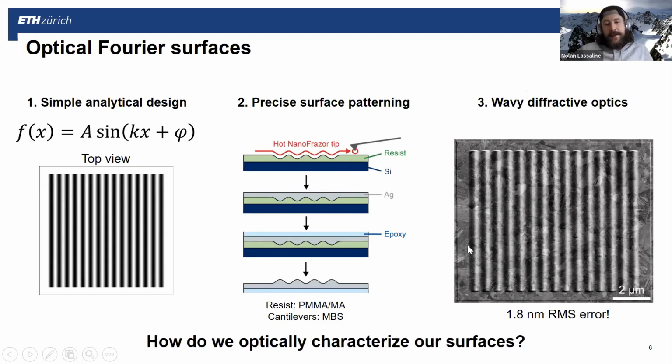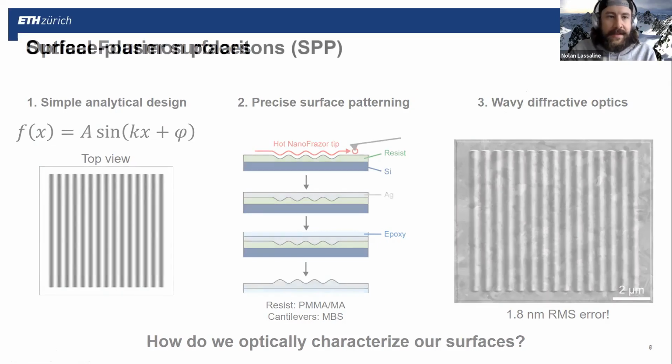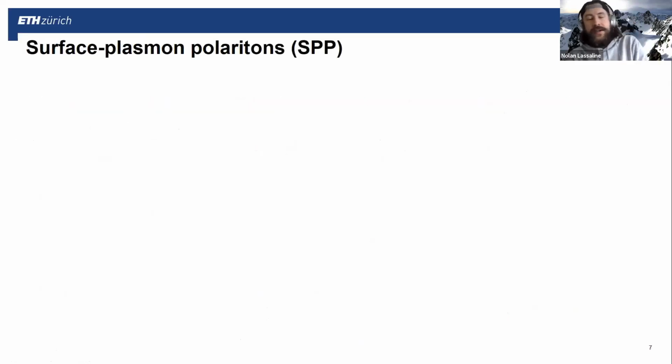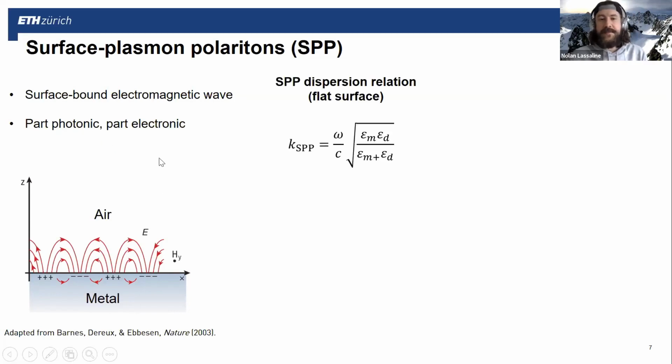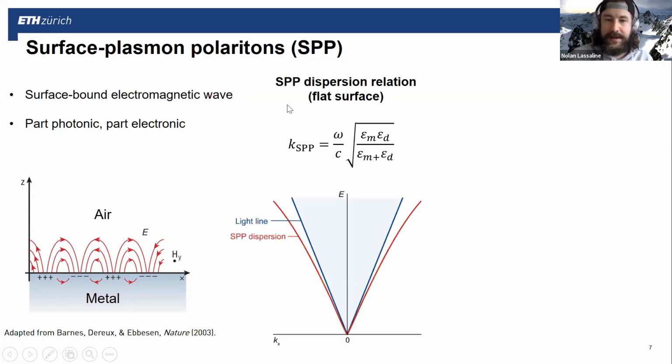And then the question is, now that we can make these surfaces, how do we go about optically characterizing them? The way that we do that is we use something called surface plasmon polaritons. And just to get everybody on the same page, we'll quickly look at what those are. These surface plasmon polaritons, simply speaking, are a surface-bound electromagnetic wave that is part photonic, part electronic in character, kind of illustrated here. They can be described by their dispersion relation, which for a flat surface, the equation is shown here, and that is graphically depicted below, showing how they compare to photons, which access the blue states here.